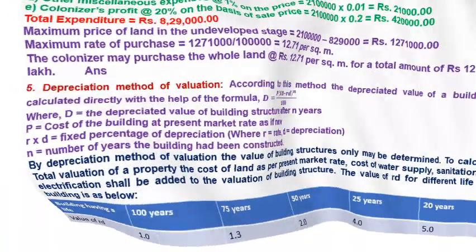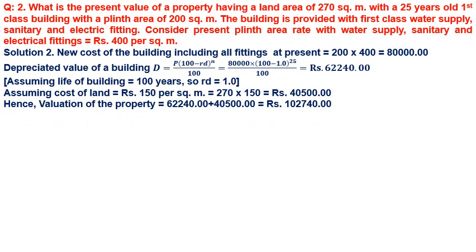Now next, depreciation method of valuation. Question number 2: what is the present value of a property having a land area of 270 square meter and plinth area of 200? First of all, we have to calculate the new cost of building, including all fittings at present. That means plinth area multiplied by the present rate of plinth area, which is given as 400. So the new cost of building is calculated as 80,000 rupees.